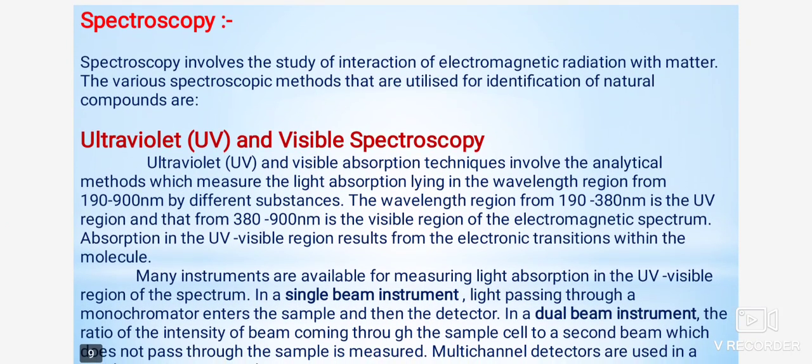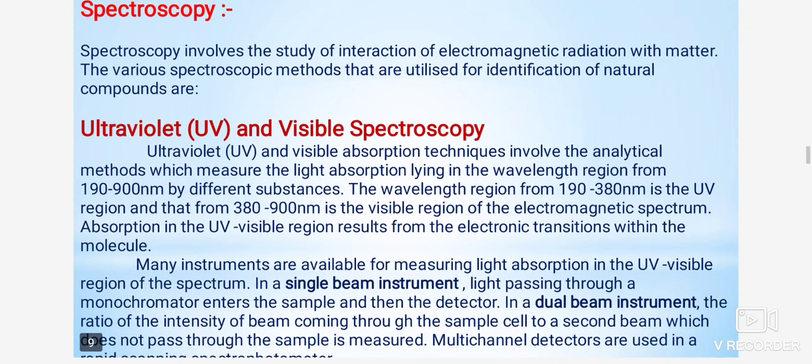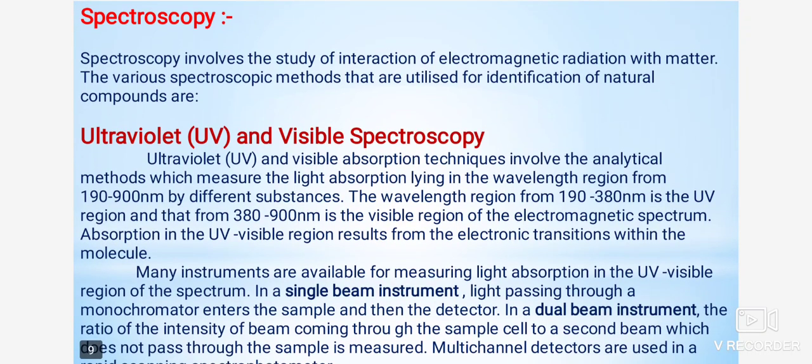Then the next content is spectroscopy. Spectroscopy involves the study of the interaction of electromagnetic radiation with matter. Various spectroscopic methods are utilized for identification of natural compounds; ultraviolet, IR and NMR are examples of these identification techniques. The first one is ultraviolet, that is, UV and visible spectroscopy.